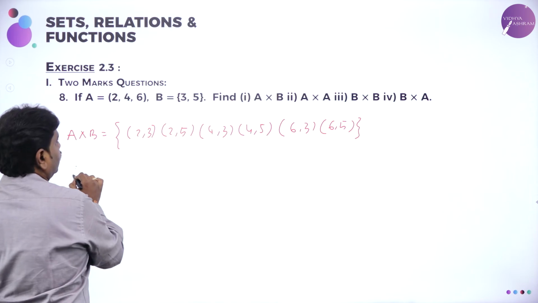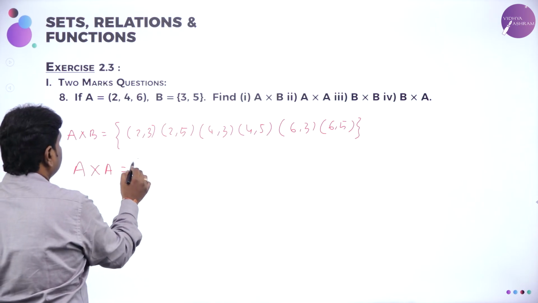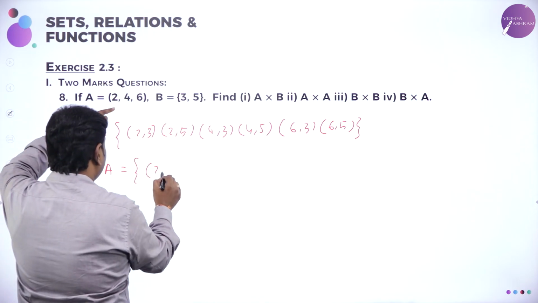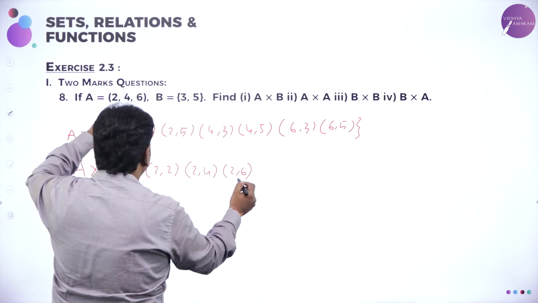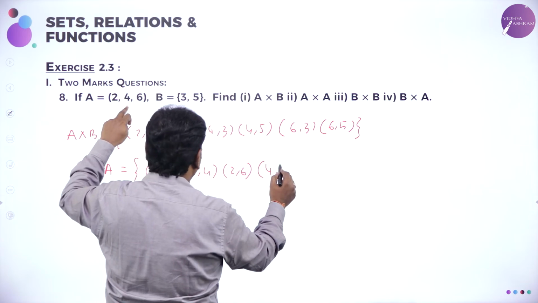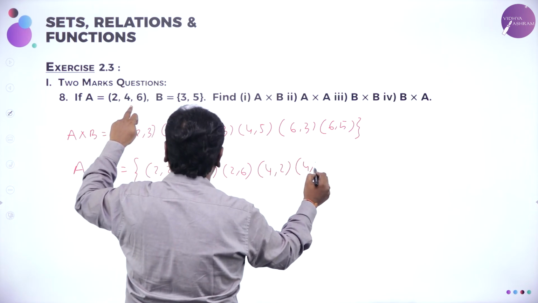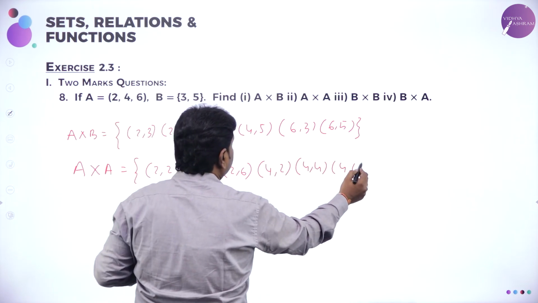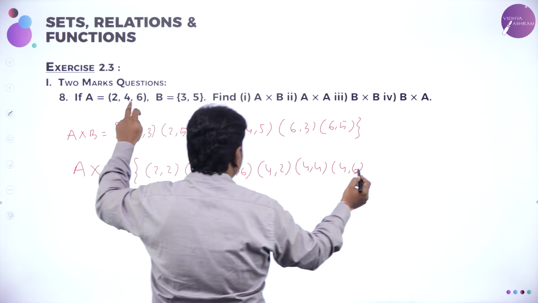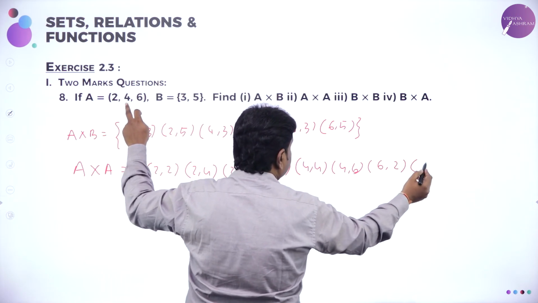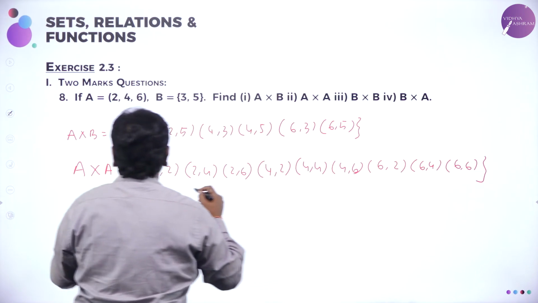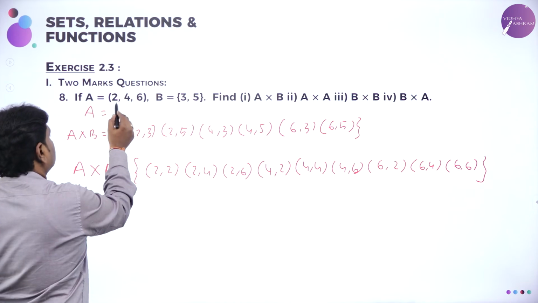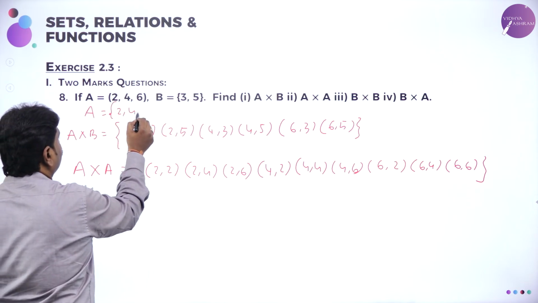Then A cross A, you do. What is A cross A? So 2 with 2, 2 4, 2 6, same elements. Then 4: you start with 4, 4 club with 2, 4 club with 4, 4 club with 6. Then 6: so 6 2, 6 4, 6 6. A cross A means, with both the sets, the other set also you should take 2 4 6 and you should club.